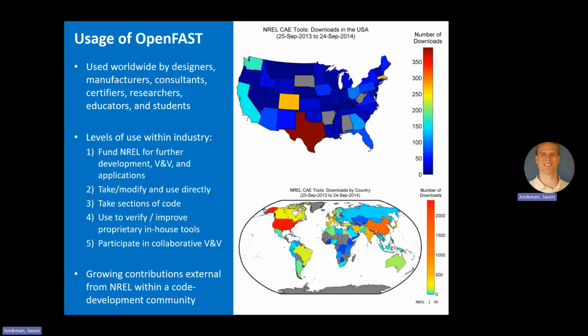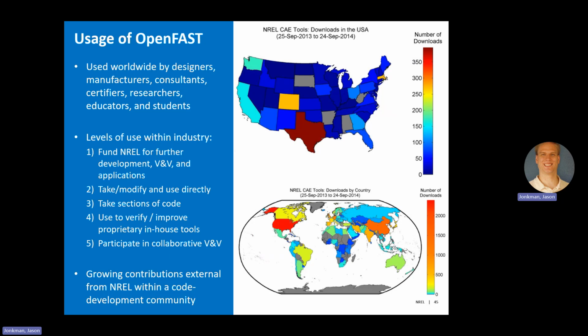that use the tool. In terms of industry use, I would say there's kind of 5 levels of usage. Obviously, we love it when people fully base their designs on OpenFAST. That's level 1 that we call there. They use it, they coordinate with NREL. I want to make that clear.